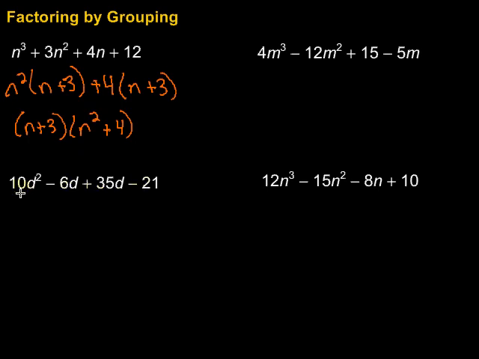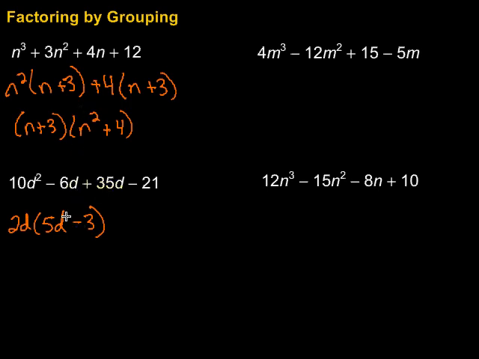Let's take a look at another one here. In this one, again, I'm going to look at the first 2 terms. What can I take out of there? What do they have in common? Well, starting with the variables, we've got a d in both. Then with the numbers, well, let's see, 2, and that's about it. So it's going to be 2d coming out of there. So 2d, then 10d squared divided by 2d is going to give me 5d. Then minus 6d, take out a 2d, it's going to be 3.